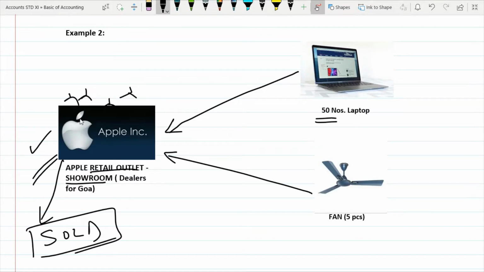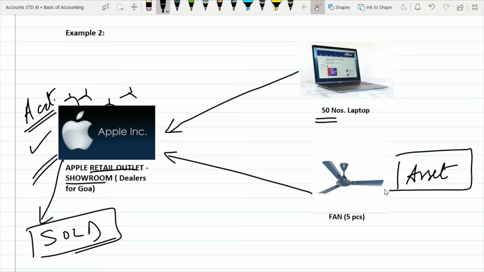So in this case, this is an asset. Now, fans here for this company. See, again, you are the accountant of this company in this case. When you purchase fans, your company is purchasing fans. This is known as an asset. And when your company is purchasing 50 laptops, this is not purchased for the company. It is purchased so that it can be sold. So in this case, it is called purchase of goods, or you can say purchases.